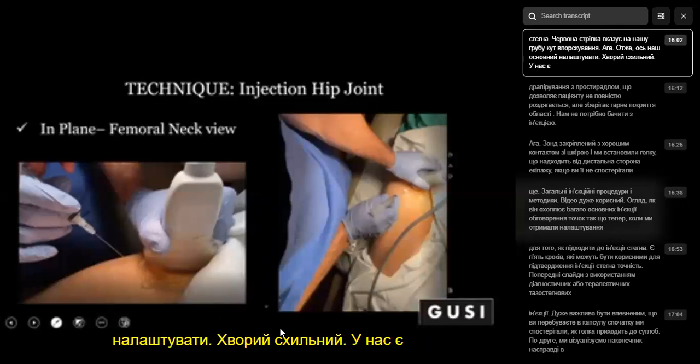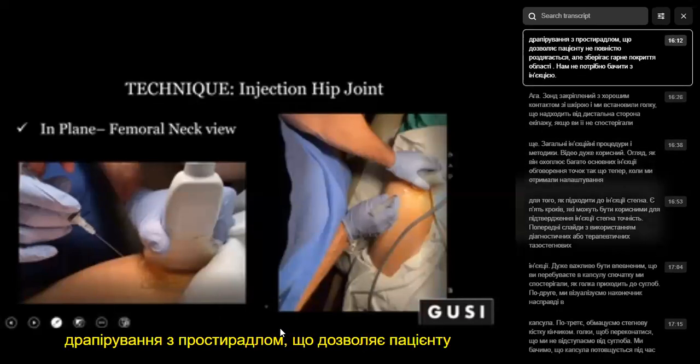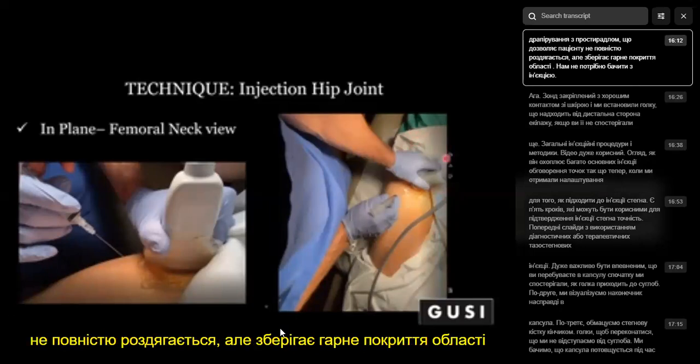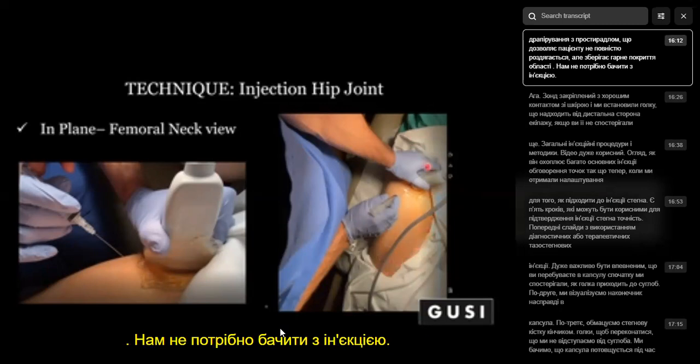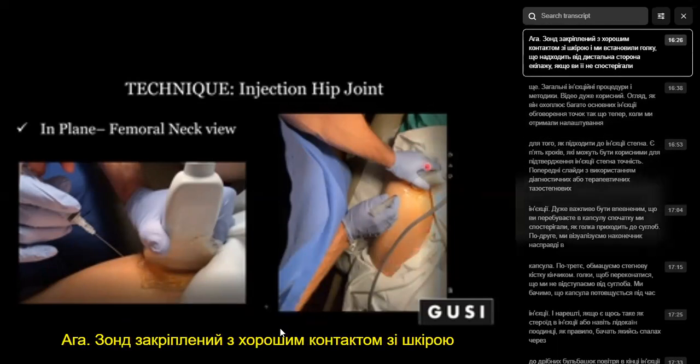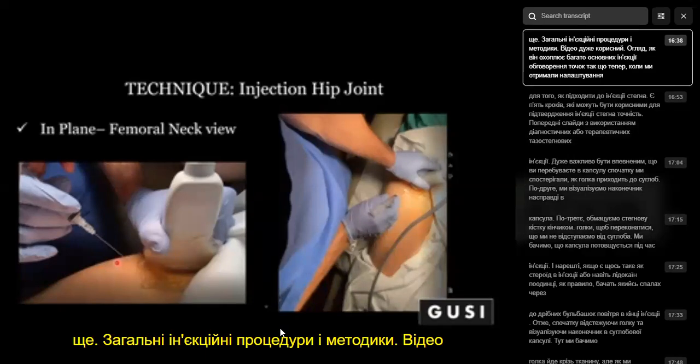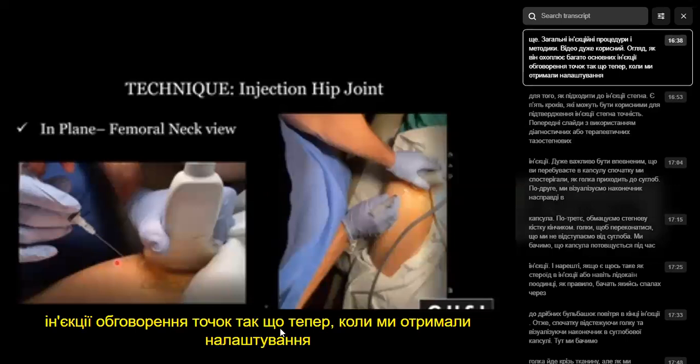So here's our basic setup. The patient is prone. We have a draping with a sheet that allows the patient to not fully undress, but keeps good covering of the area we don't need to see with the injection. The probe is anchored with good skin contact, and we set up the needle coming from the distal side of the probe. If you've not watched it yet, the general injection procedures and techniques video is very useful to review, as it covers many basic injection discussion points.